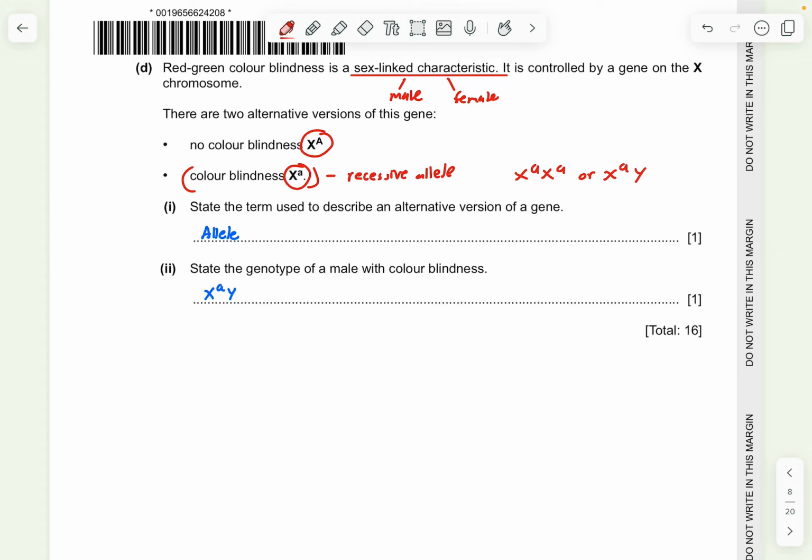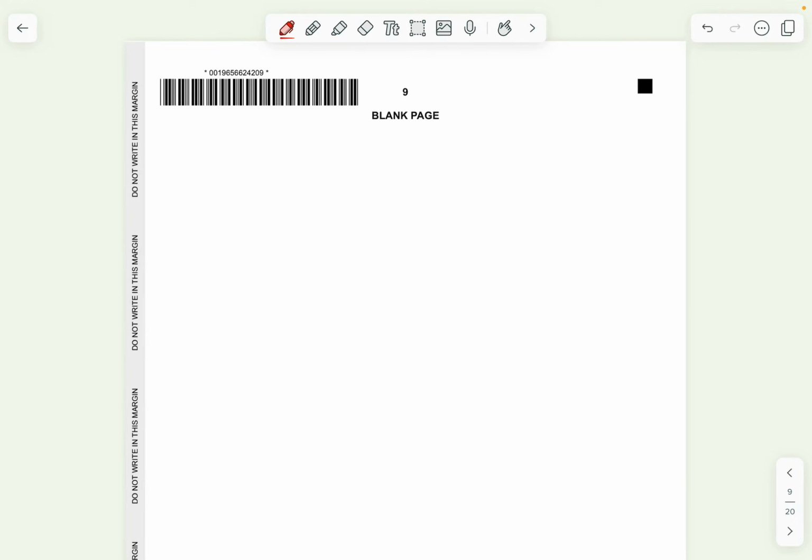State the term used to describe an alternative version of a gene. An alternative version is an allele. Then state the genotype of a male with color blindness. It only needs one copy, and you know that a male is X and Y chromosome, so you form X small a Y. Alright, that's very simple, 2 marks.